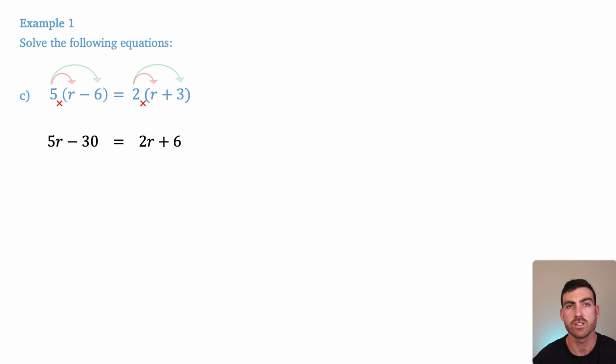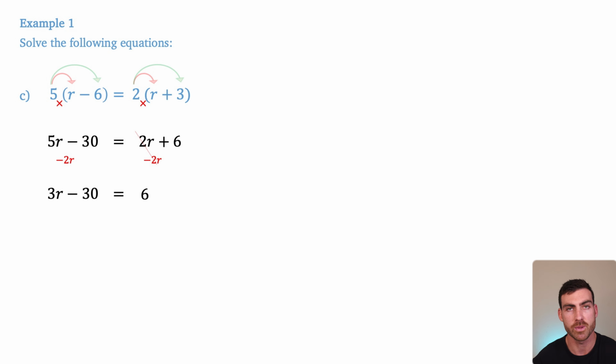The smallest collection of variables is 2 groups of r. Since this is positive 2r, the opposite operation is subtracting 2r from both sides. On the left-hand side, we're left with 3r minus 30. On the right-hand side, we're left with positive 6.